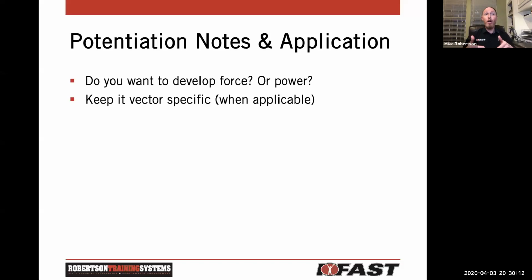For a lot of my football guys, it's going to be more horizontal vector. So we're going to do a lot of trap bar variations, a lot of things like broad jumps, tire flips, things of that nature, because you have to have respect for the vectors that your athletes are going to play in. So think, does this guy need more vertical work or do they need more horizontal work? Sometimes it's lateral too.